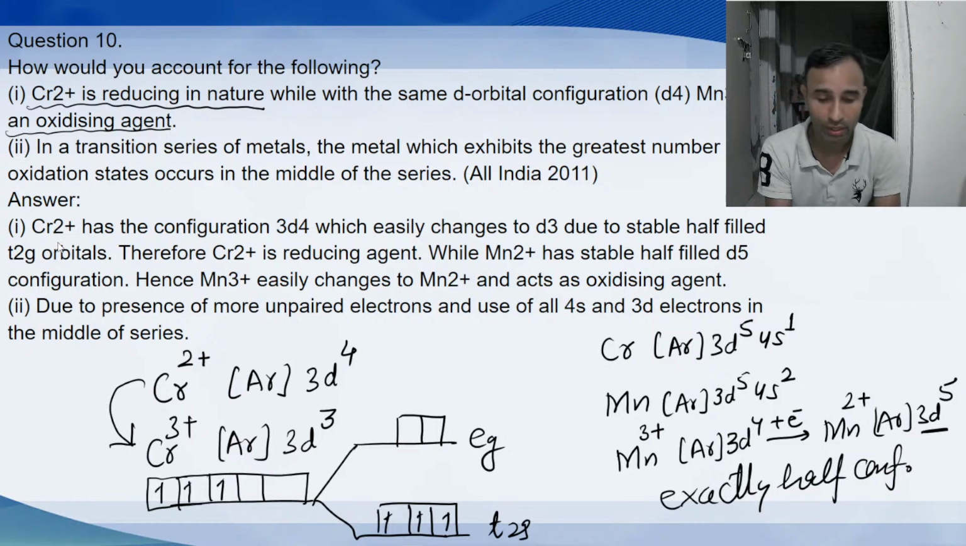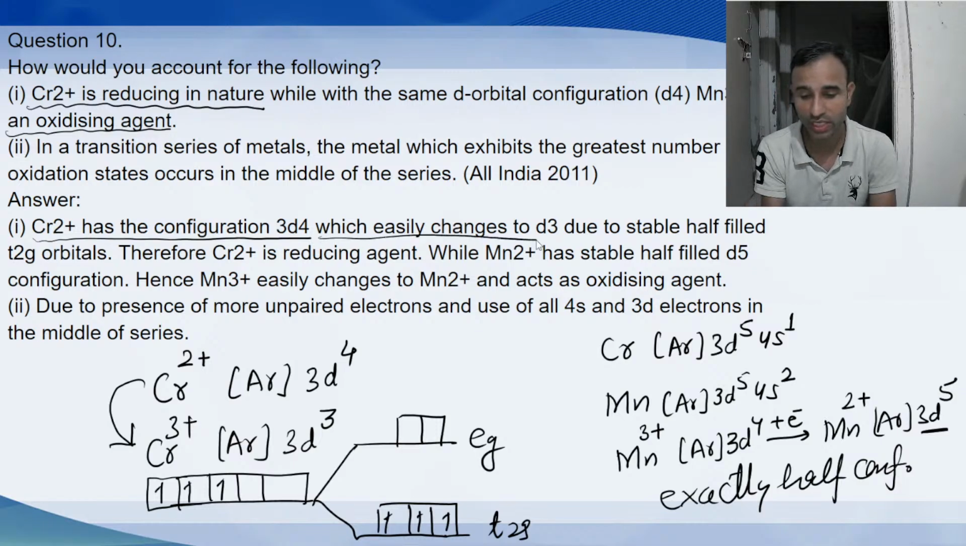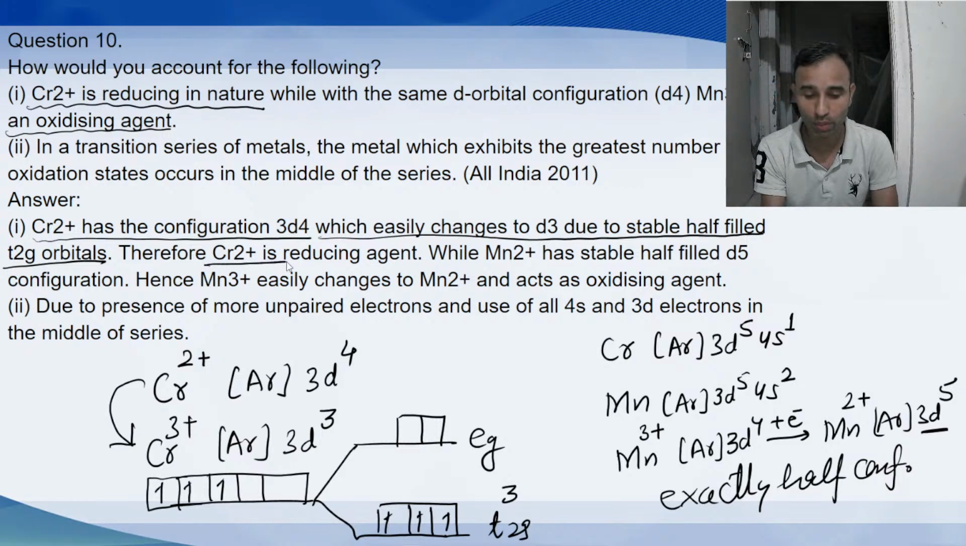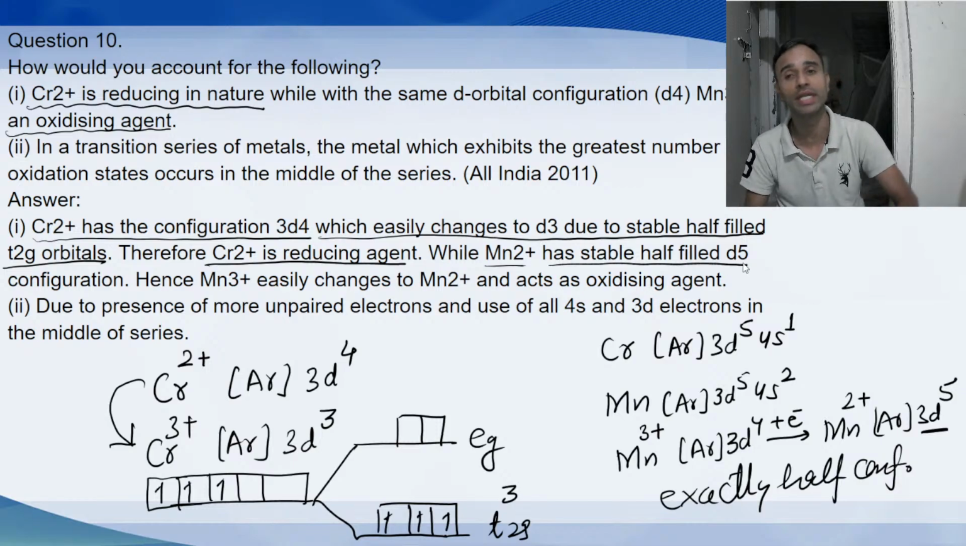So see, chromium 2+ has configuration 3d4, which easily changes to d3 due to stable half-filled t2g orbitals. It is t2g3, eg0. Therefore, chromium 2+ is a reducing agent, while Mn2+ has a stable half-filled d5 configuration, and therefore Mn3+ easily changes to Mn2+ and acts as an oxidizing agent.